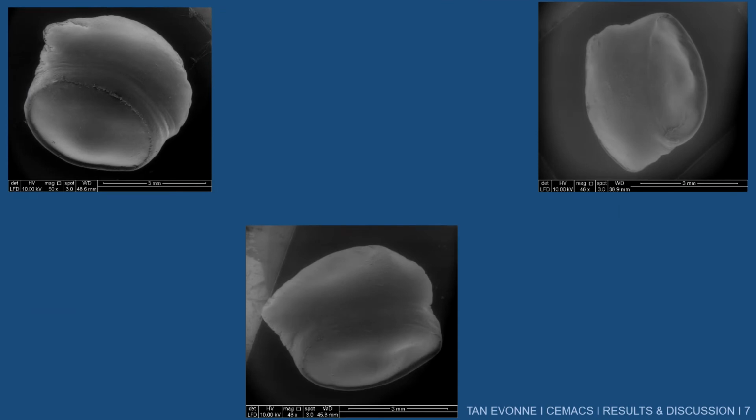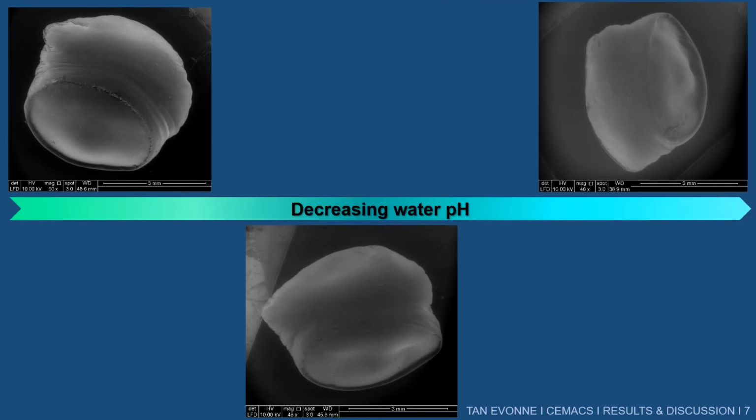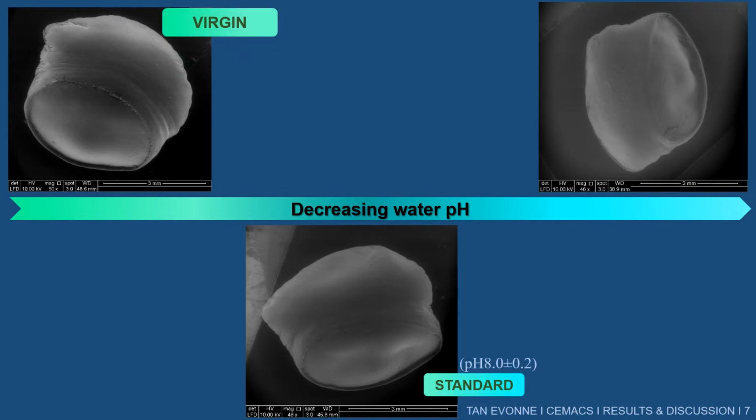Over here, we present the images from the observation of microplastics using the field emission scanning electron microscope. It is obvious to see that the surface of the virgin microplastic is very smooth, with no signs of peeling, while the one in the acidified condition seems to look rougher. This implies that acidified condition may accelerate polymer aging and weakens the polymer structure at the surface layer.